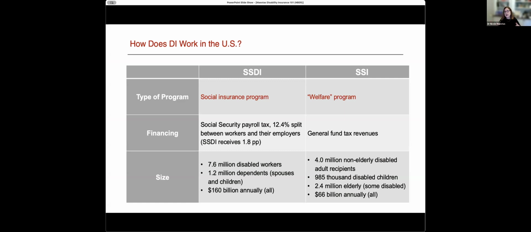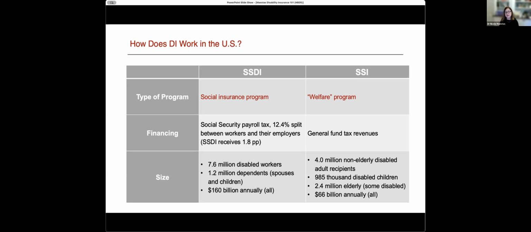People often use this term DI for disability insurance, and it's a general term that often means both the SSDI program, which is Social Security Disability Insurance, and SSI, which is Supplemental Security Income. When we're very specific about a particular program, we will use the acronym SSDI or SSI, and we'll use the term DI more generically, or even to refer to DI programs in other countries.